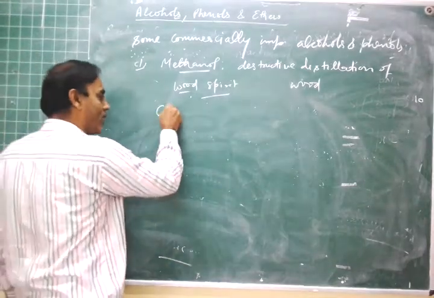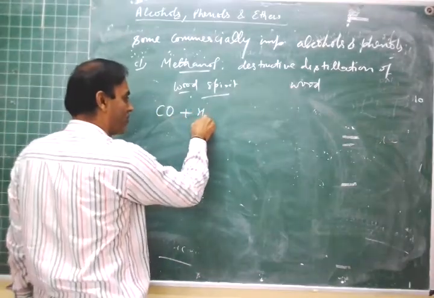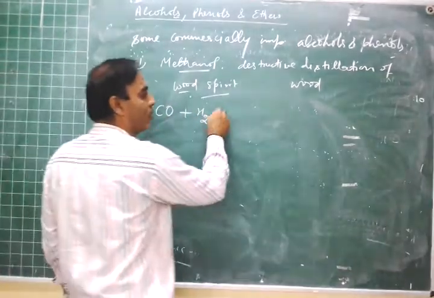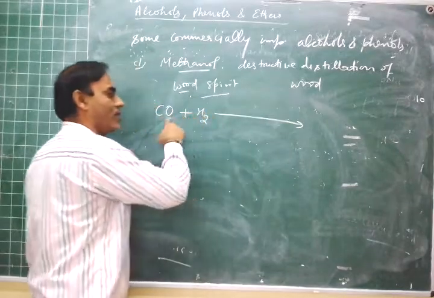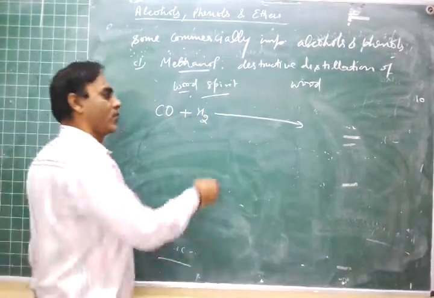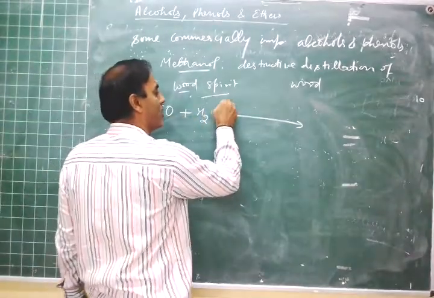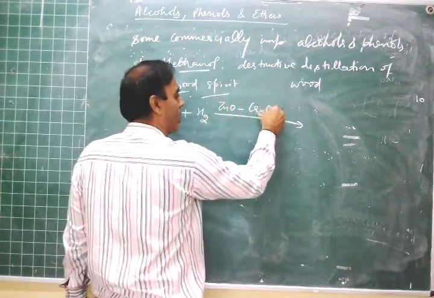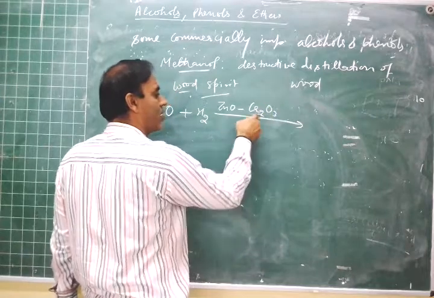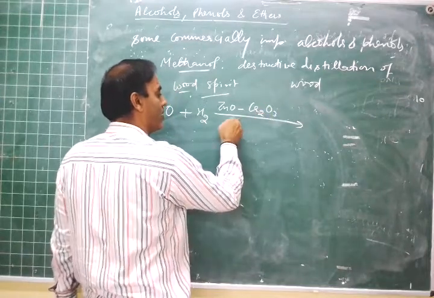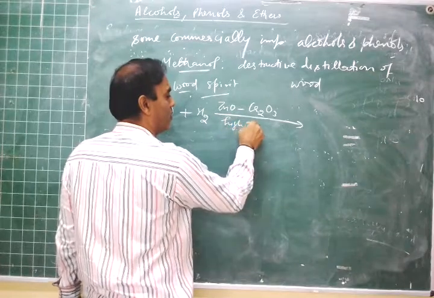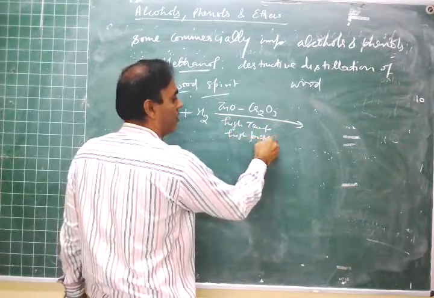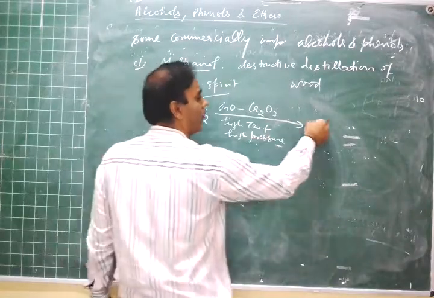Nowadays it is obtained by the reaction of CO with H2. That is prepared from water gas. This is also known as water gas, and it is reacted. That is, both are reacted at high temperature and high pressure in the presence of catalyst zinc oxide and chromium trioxide, that is dichromium trioxide, and there will be high temperature and high pressure. So this will give you methanol.